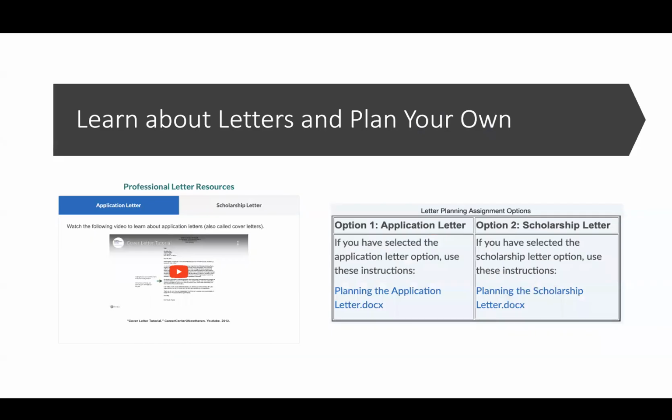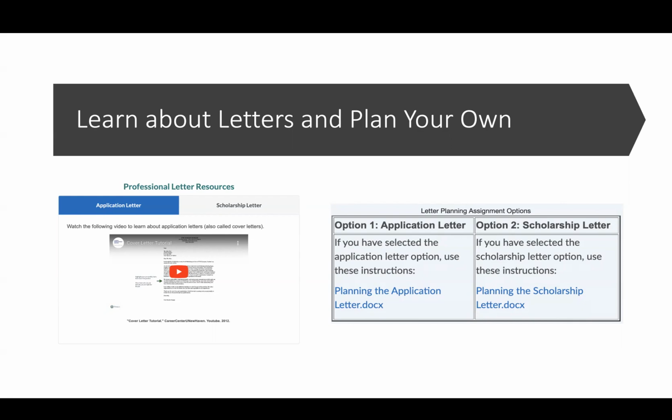After this, you'll learn more about letter writing. You'll see that there is a video for application letters, and there is a text resource for scholarship letters. So you should review the appropriate choice, for the application or scholarship letter based on what you're choosing to write. And then there is a planning assignment. And so if you're planning an application letter, you'll see a Word document to help you. Or if you'll be planning a scholarship letter, you'll see a separate Word document to help you. You should open this Word document and answer the questions, add ideas about your experiences.